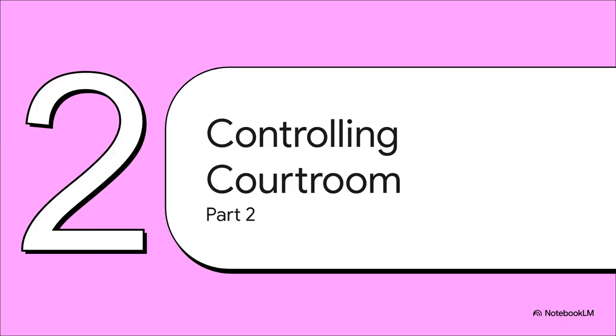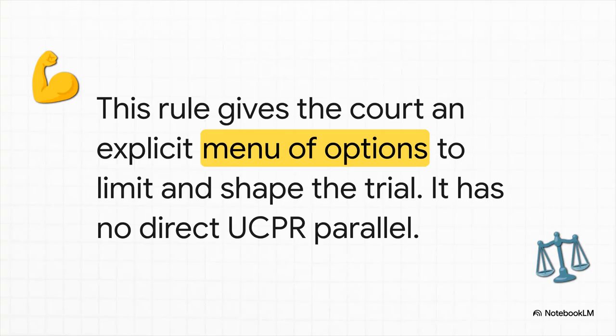All right, let's move on to Part 2, controlling the courtroom. And honestly, this is where you're going to see one of the biggest philosophical divides between the federal court and the UCPR. It's all about active case management. Look, if you only memorize one rule from this entire division, please make it this one. It's Federal Court Rule 30.23. Seriously, I call it the power rule for a reason. It gives the court this explicit list, a menu of options, to limit and control the trial. It has no direct parallel in the UCPR, and trust me, it changes everything about how you need to prep your case.